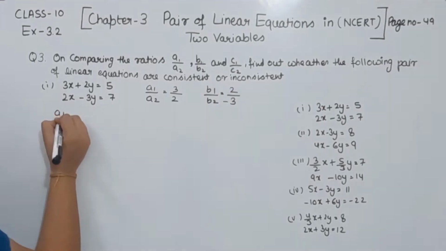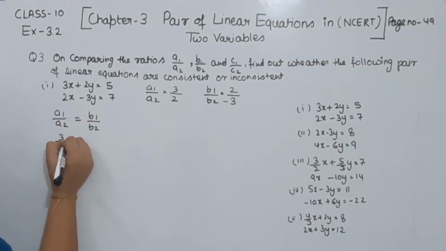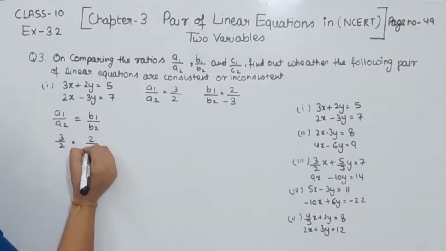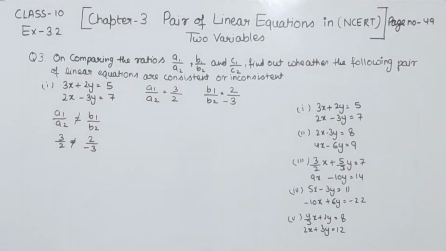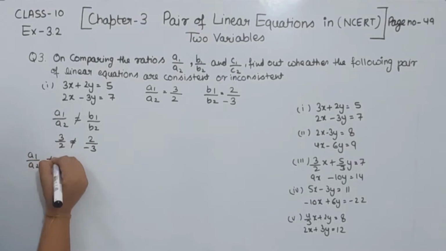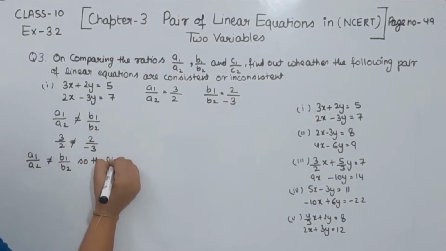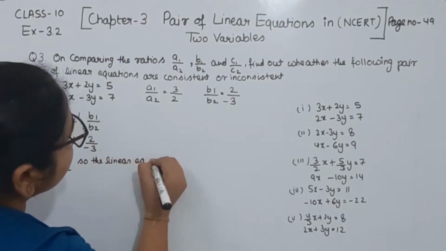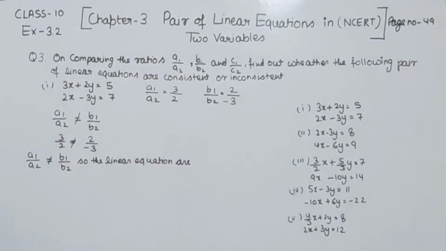Now we have to find whether they are equal to each other or not. So here we have 3 by 2 and 2 by minus 3. They are not equal to each other. So if they are not equal to each other, then they are consistent. So I'm going to write here A1 by A2 is not equal to B1 by B2. So these linear equations are consistent.